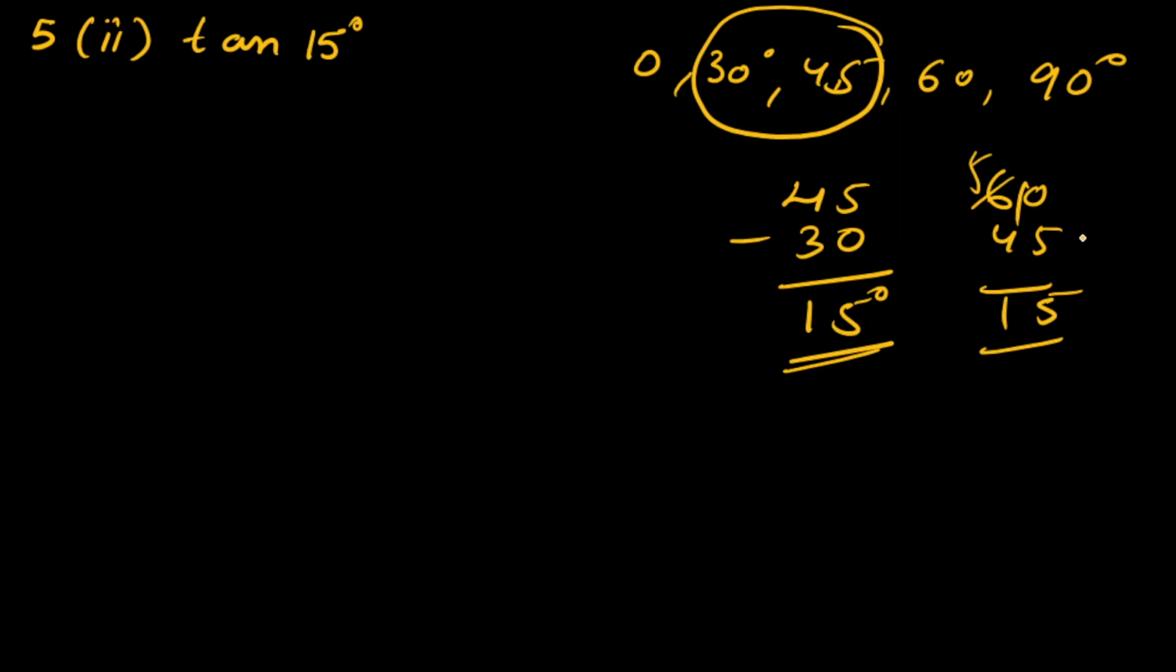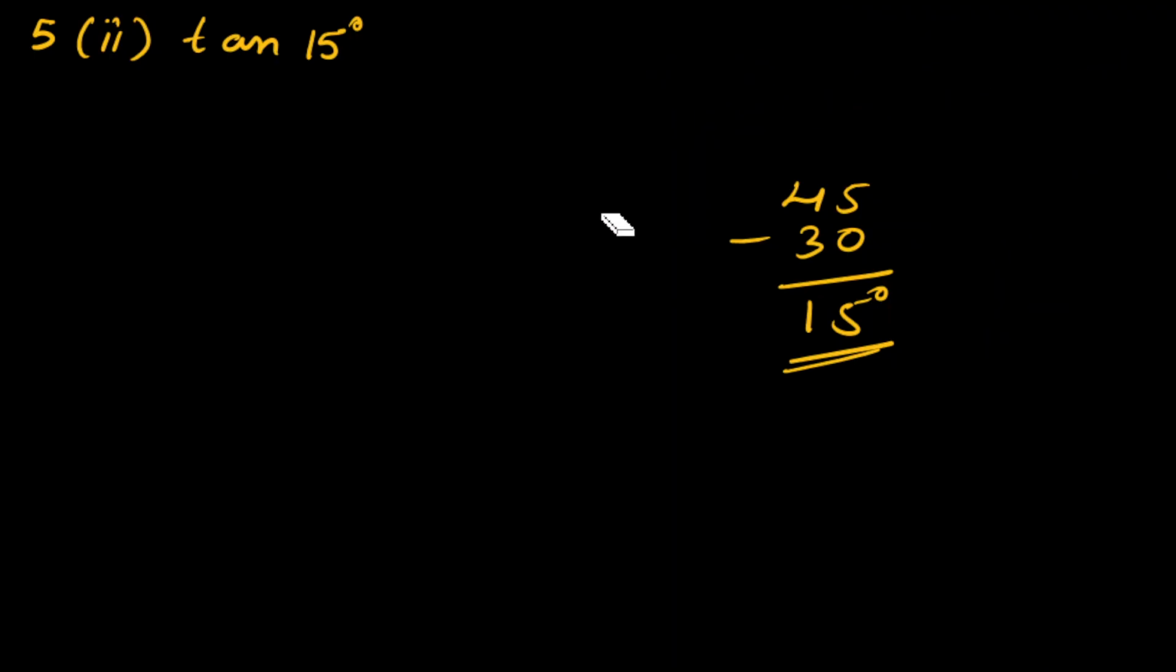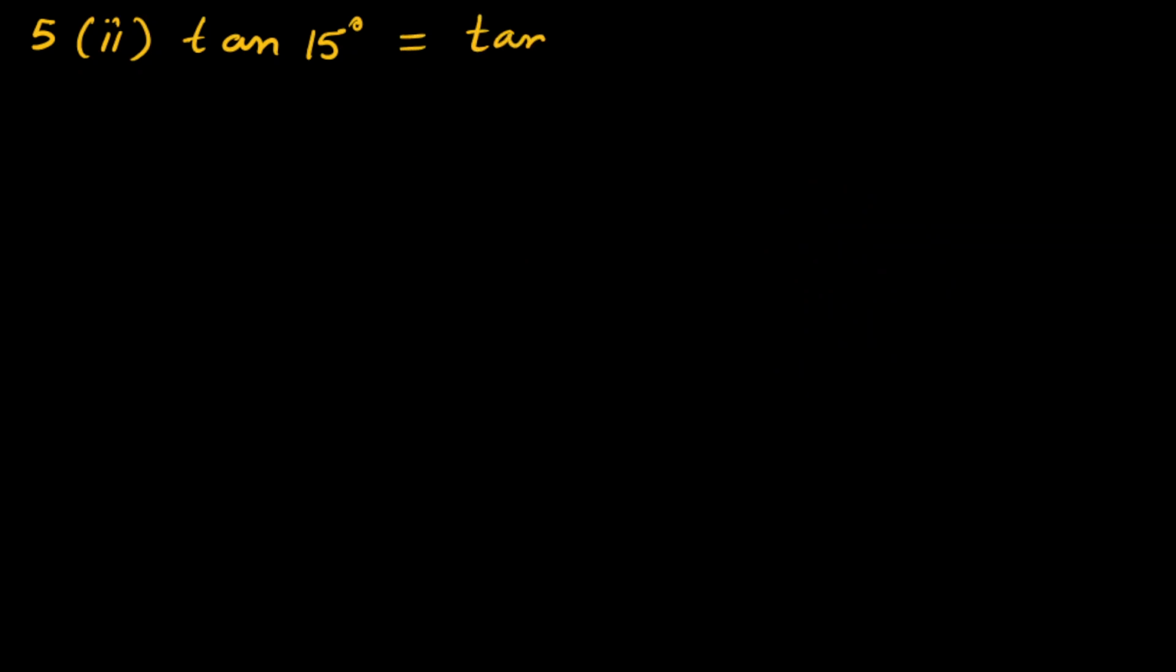Yes, with both we are getting 15. Either you can write 45 minus 30 or 60 minus 45. Both ways we can convert this. The choice is yours; the answer will be the same. So for tan 15, I am going to write 15 as 45 degrees minus 30 degrees.